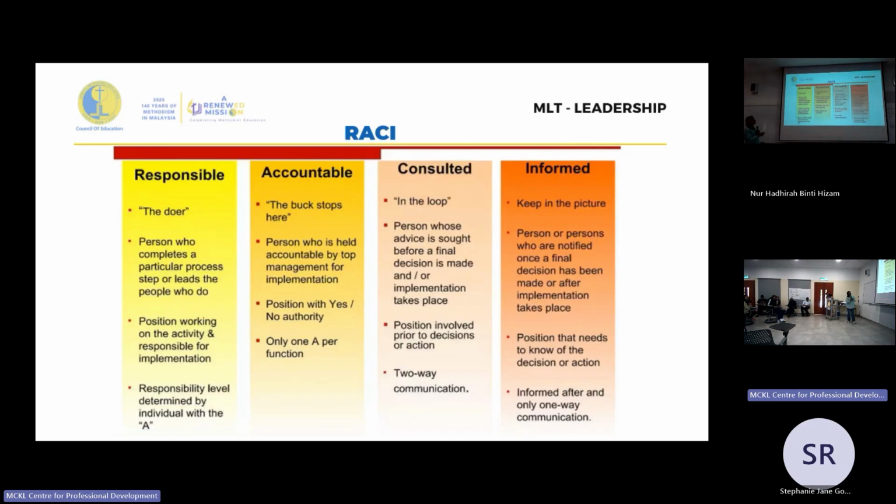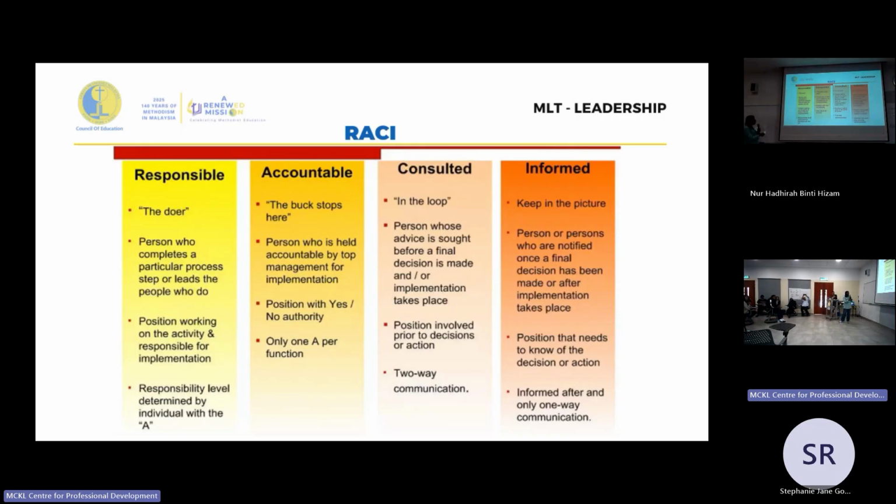Okay, now RACI stands for responsible, accountable, consulted, informed. So what's the meaning of responsible? The person who is doing this particular task is the doer. A person who completes a particular process or step, or leads the people who do. Remember, when you're doing a big project, the project needs to be scaled down to phases, bite-sized tasks. And each task will be headed by someone. And that person is the doer, or the person responsible for that particular task.